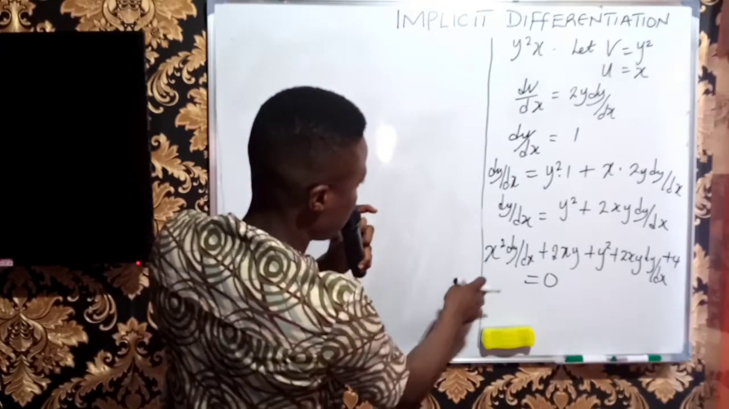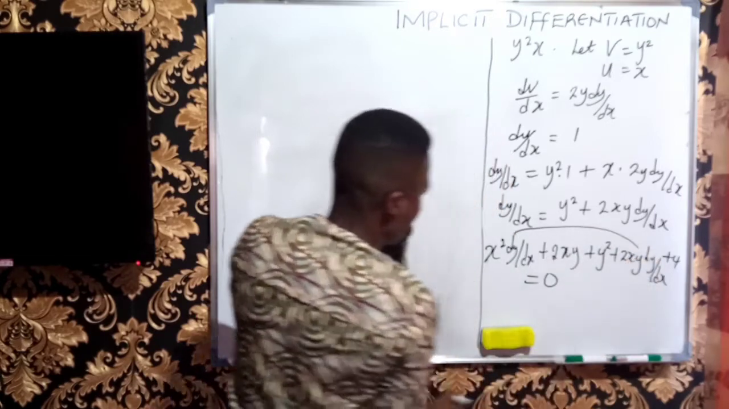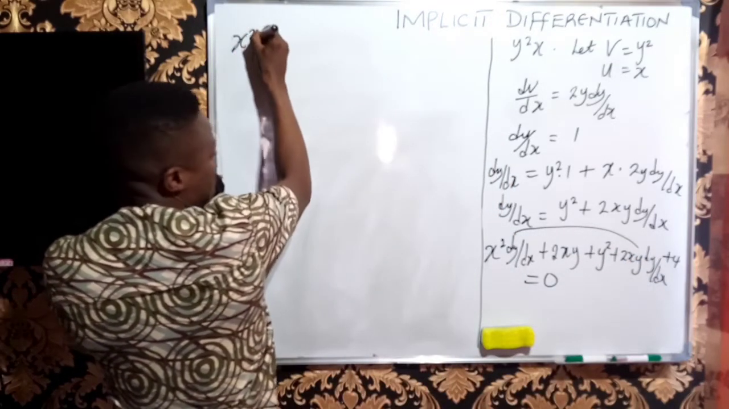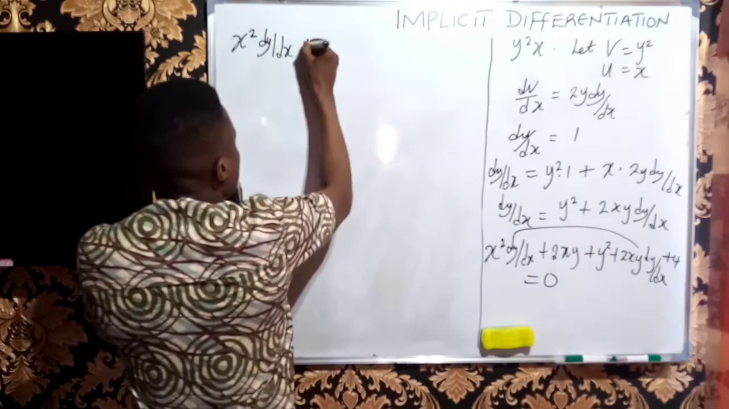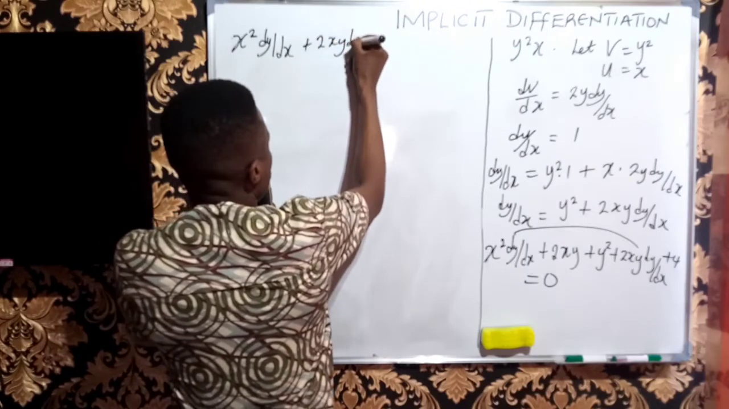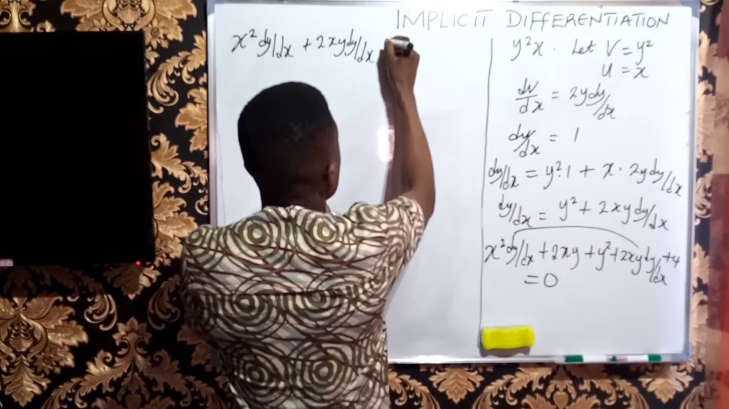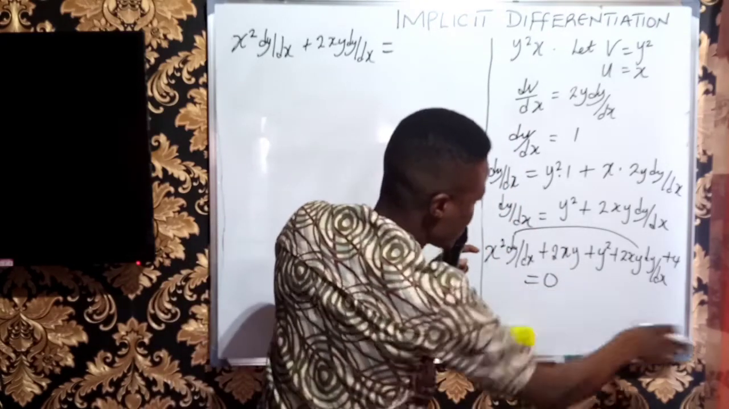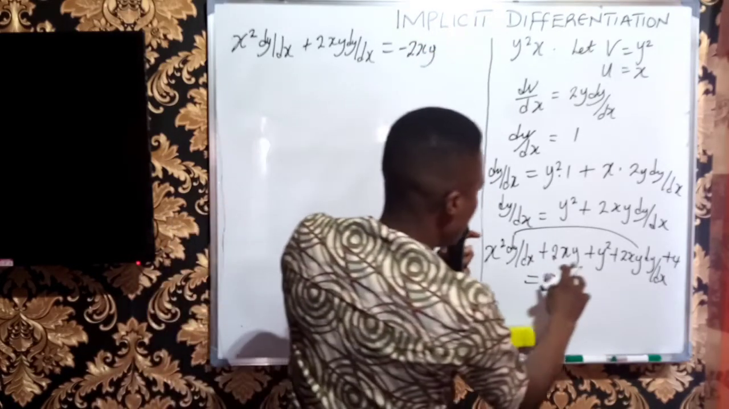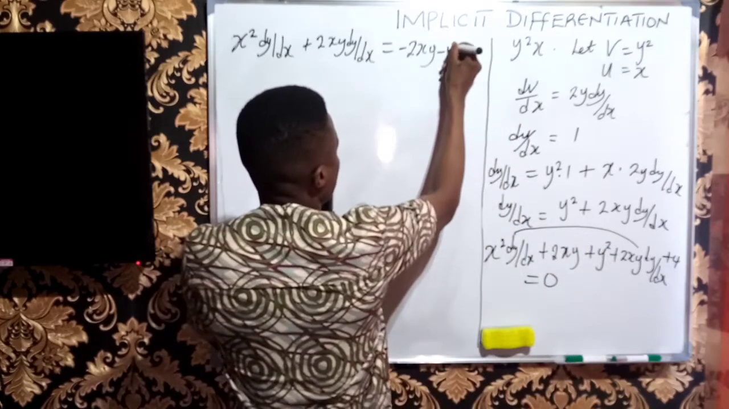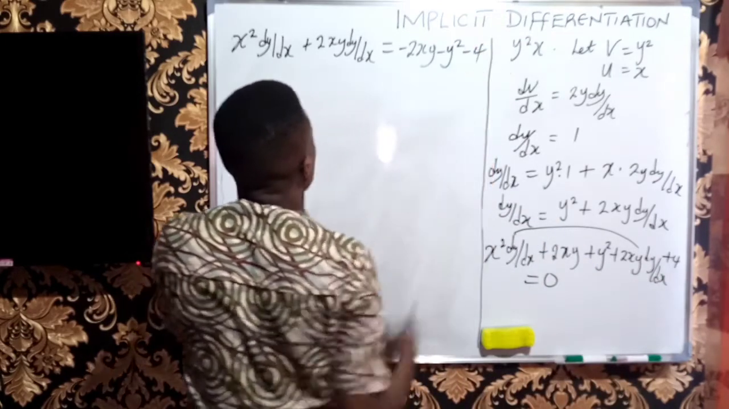From here, let me collect like terms, all the dy/dx should be together. So I'll match these two together. So I have x squared dy/dx plus 2xy dy/dx, equals, let me move this one to the right hand side. 2xy crossing over will be minus 2xy. y squared crossing over will be minus y squared. And plus 4 crossing over will be minus 4.